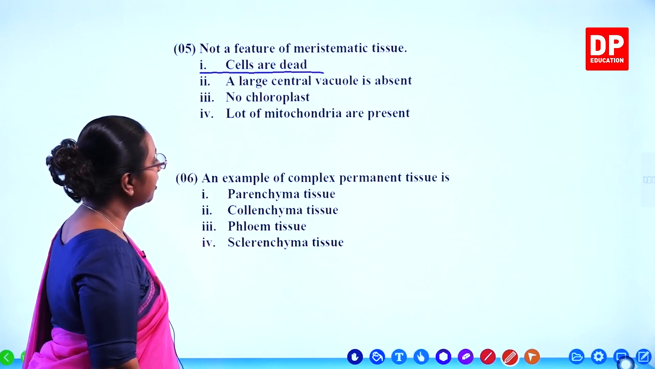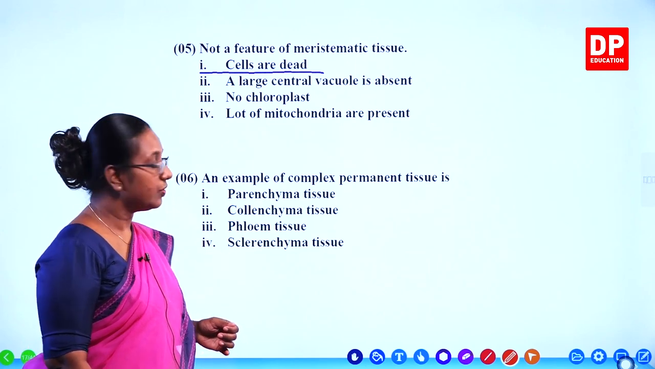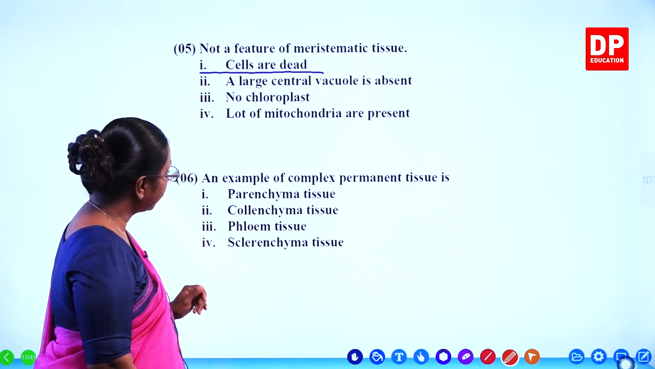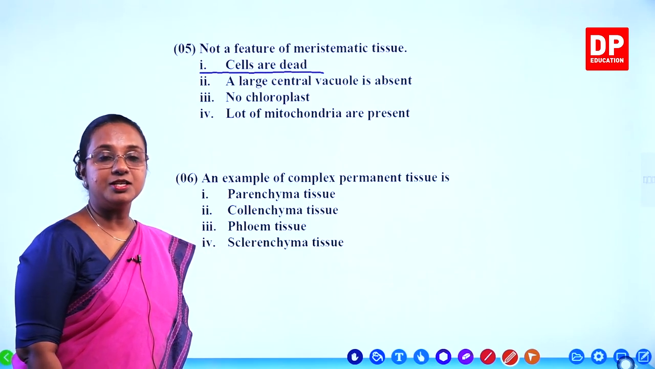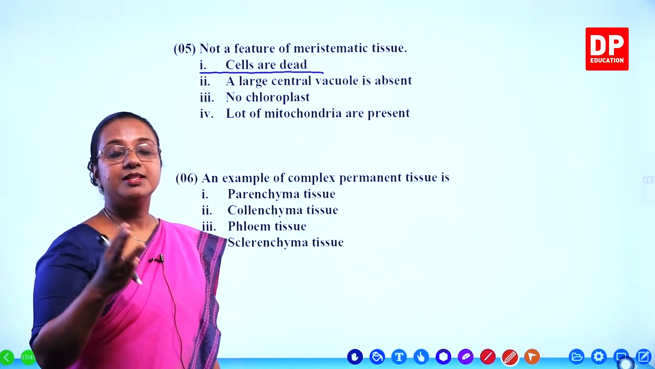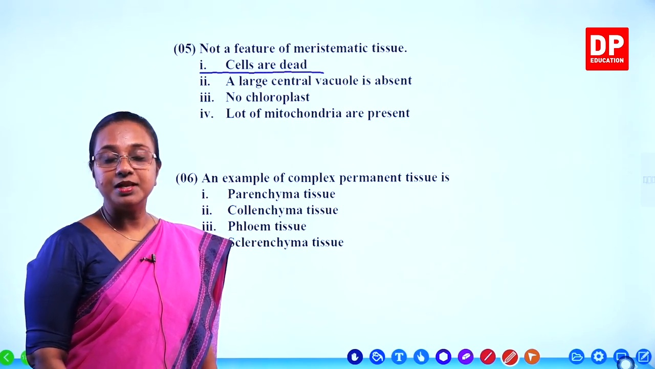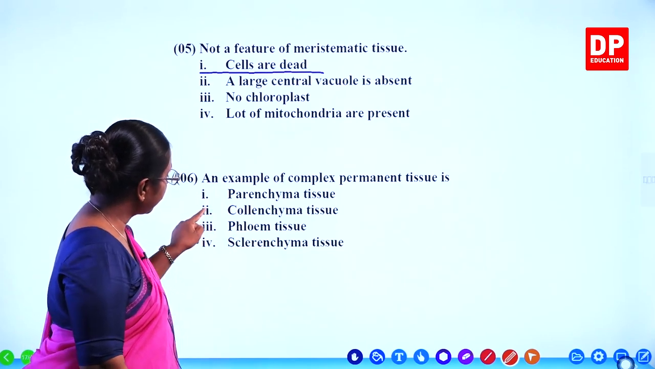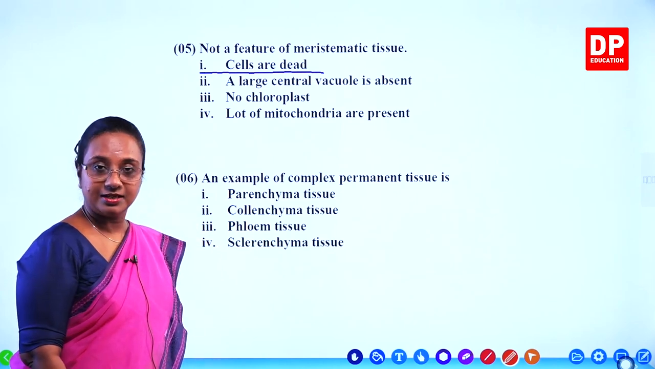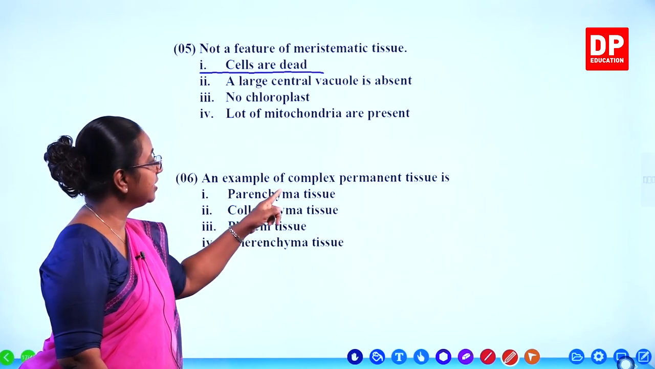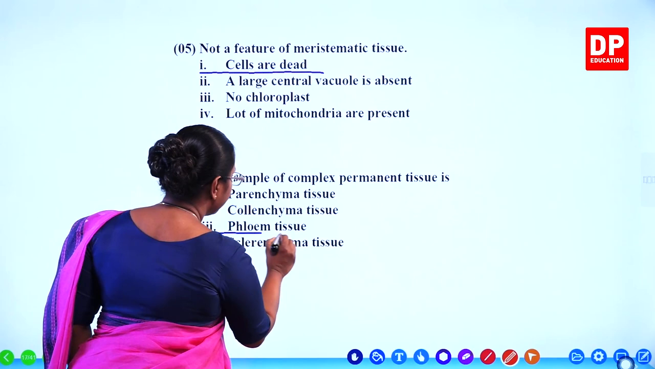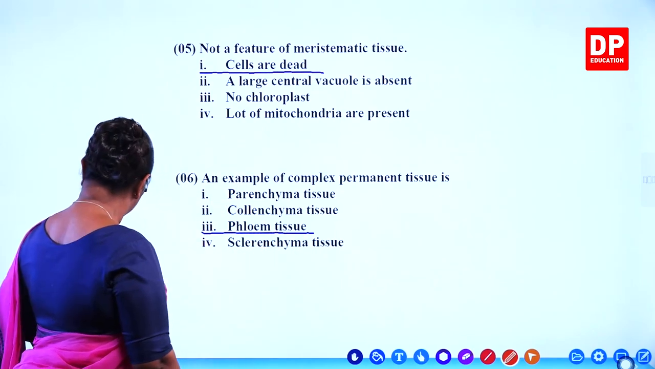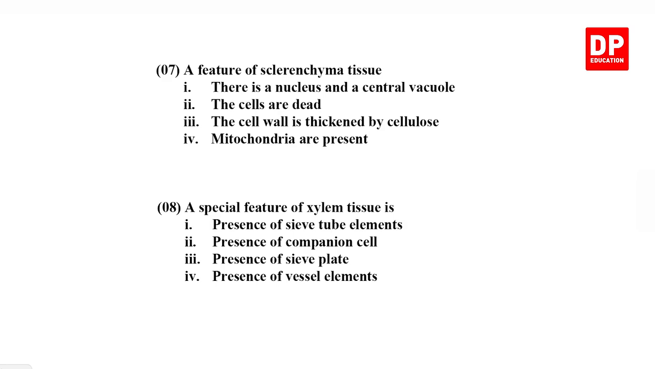An example of complex permanent tissue is parenchyma, collenchyma, phloem and sclerenchyma tissue. You all know, students, there are three types of simple permanent tissues: parenchyma, collenchyma and sclerenchyma. So the phloem tissue is the only complex permanent tissue. So the answer is phloem tissue. I will move on to the next question. A feature of sclerenchyma tissue.